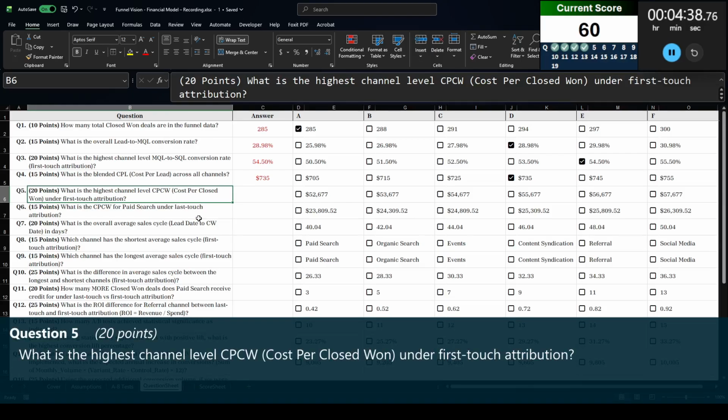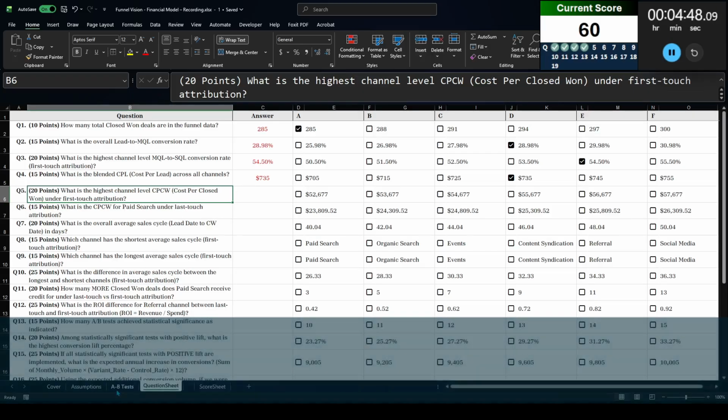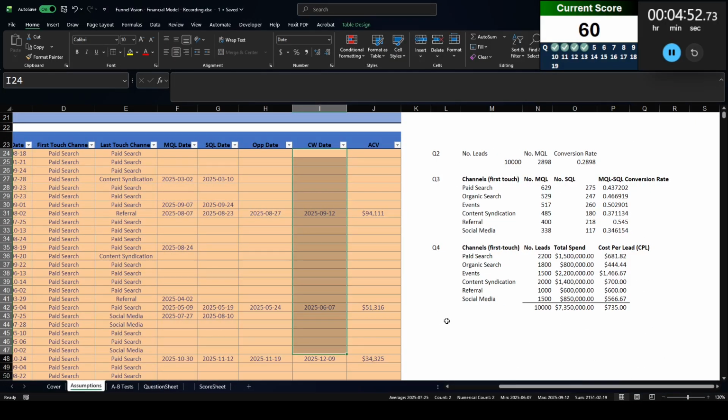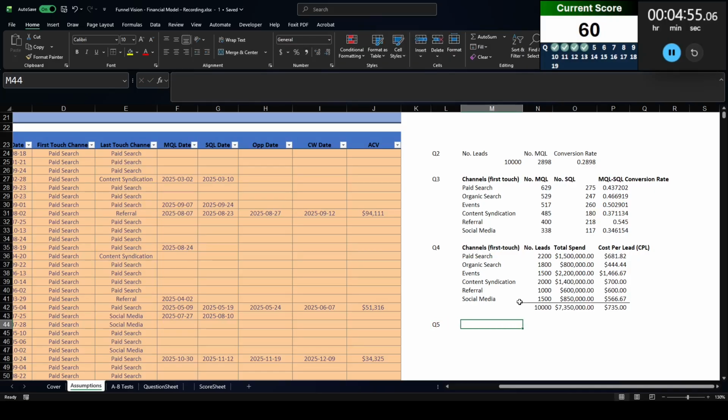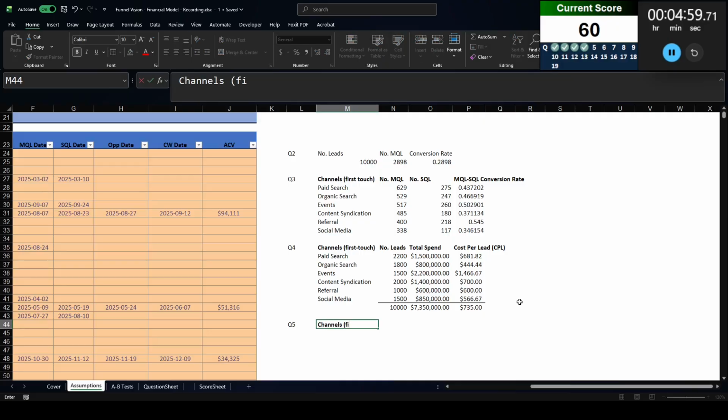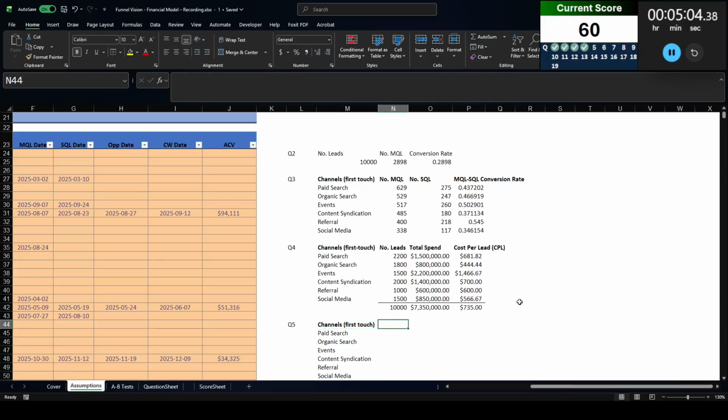Question 5. What is the highest channel level CPCW, cost per closed won, under first touch attribution? All right, so we need to figure out these closed ones here, which we can get again from this column just like that. So let's go ahead and we'll do question 5. We're doing first touch, yes. Channels, first touch. Let's get all the channels here. Let's do total spend once again. And I could just reference that just like I did before.